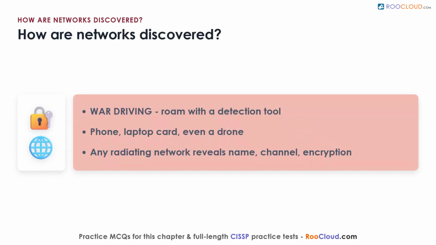How does an attacker find your networks in the first place? By scanning for them. War driving is the practice of roaming an area with a detection tool, hunting for wireless signals the attacker has no right to use. The tool might be a phone, a laptop with a wireless card, or even a drone flying overhead. Any active network that is not sealed inside a shielded enclosure gives itself away, because the base station is always radiating. A scanner reveals the network name, its channel and frequency, and what encryption, if any, is in use. Think of a burglar strolling a neighborhood, quietly noting which houses have alarms and which leave the windows open.